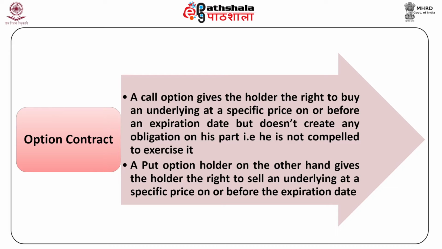A call option gives the holder or buyer the right to buy or go long an underlying at a specific price on or before an expiration date but doesn't create any obligation on his part, that is, he is not compelled to exercise it. A put option, on the other hand, gives the holder the right to sell or go short an underlying at a specific price on or before the expiration date. This too shall be exercised only if it is profitable for him to sell.